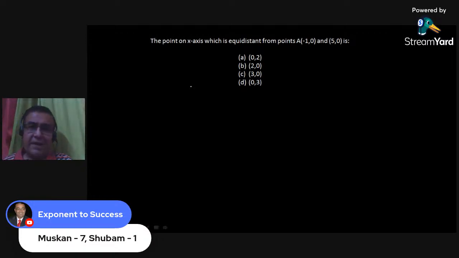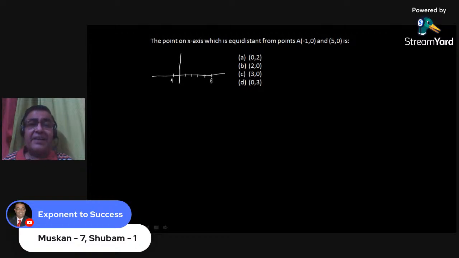Okay. Anyways, the point on the x-axis which is equidistant from the points A minus 1 comma 0. Let me take a coordinate axis again. A is minus 1 comma 0, so minus 1 on the x-axis, 0 on the y-axis, so this should be point A. And B is 5 comma 0, so 1, 2, 3, 4, 5, 5 on the x-axis and 0 on y. This is B.